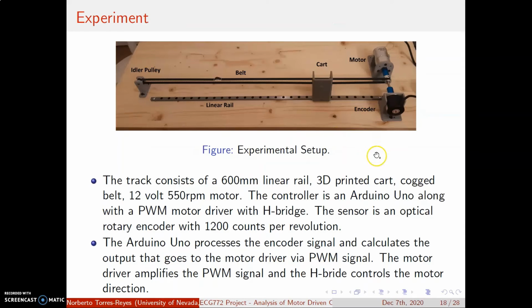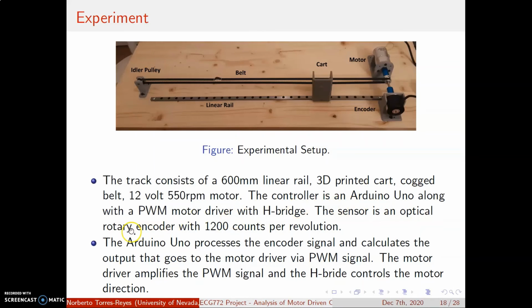For the experiment, the figure shows a basic experimental setup. The track consists of a 600mm linear rail, a 3D printed cart, and 3D printed brackets as well, a cogged belt, and a 12-volt 550 RPM motor. The controller is an Arduino Uno along with a PWM motor driver with an H-bridge.